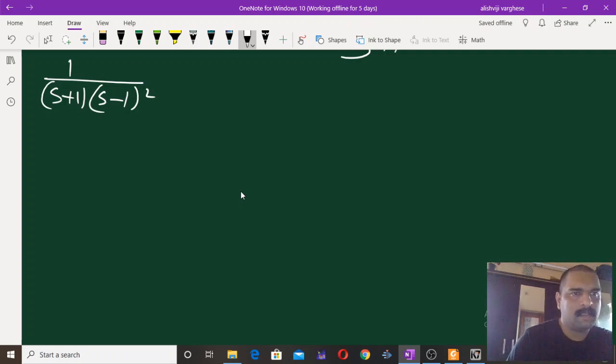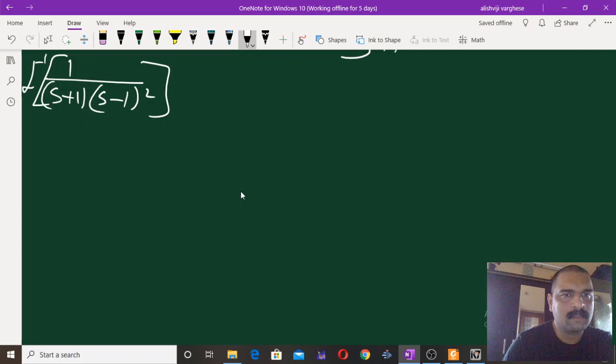So the straightforward method is to use the method of partial fractions and express it as a by s plus 1 plus b by s minus 1 plus c by s minus 1 square, and find the values of a, b and c, and then the inverse Laplace transform of 1 by s plus 1, 1 by s minus 1 and 1 by s minus 1 square. They are all known, and we can obtain the Laplace inverse of each and every component. So that is the straightforward method.